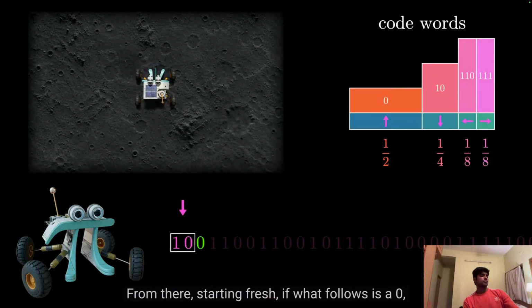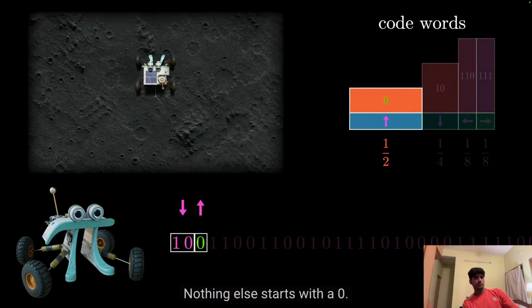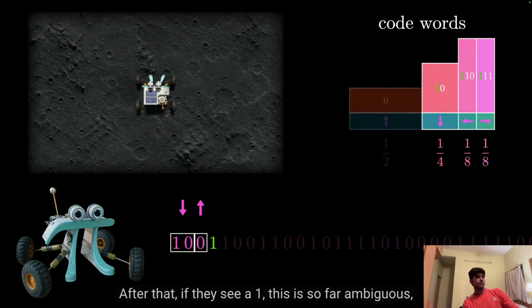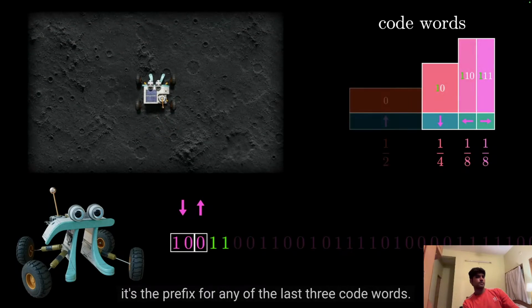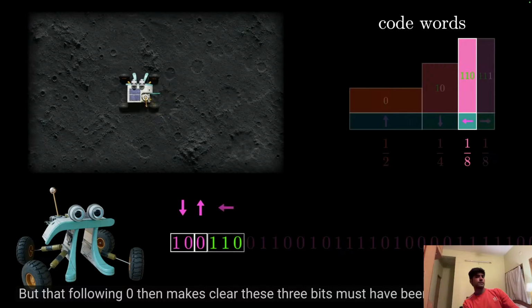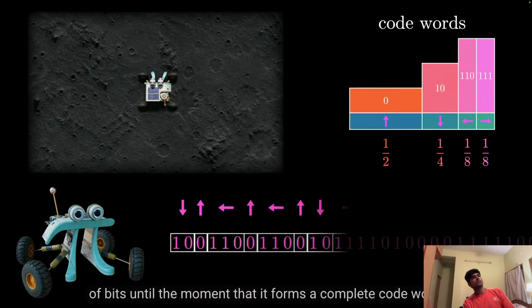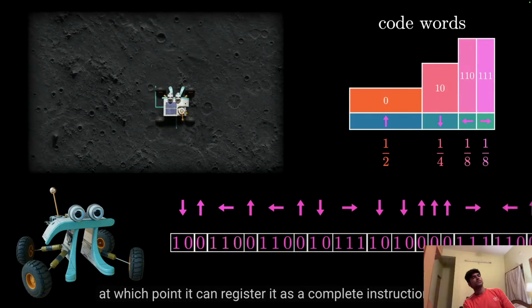From there, starting fresh, if what follows is a 0, that must be encoding up, since there is no other possibility. Nothing else starts with a 0. After that, if they see a 1, this is so far ambiguous, it's the prefix for any of the last 3 code words. If the next bit is another 1, it remains ambiguous, it's the prefix of the last 2, but that following 0 then makes clear these 3 bits must have been encoding left. In short, all the robot has to do is read in the next sequence of bits until the moment that it forms a complete code word, at which point it can register it as a complete instruction.